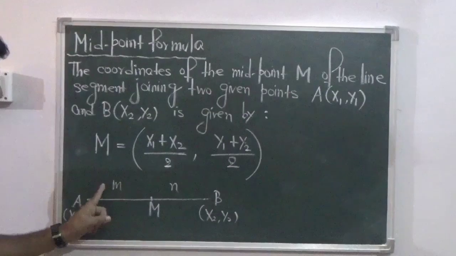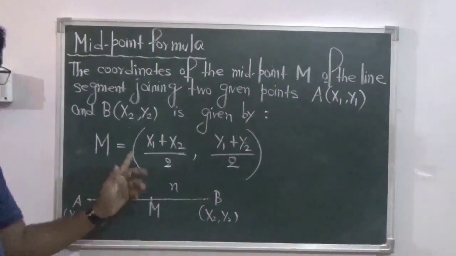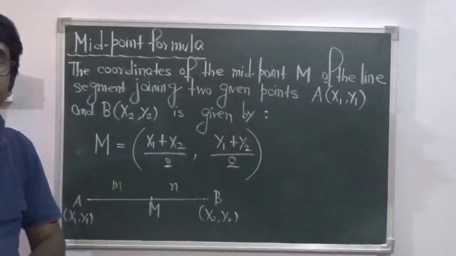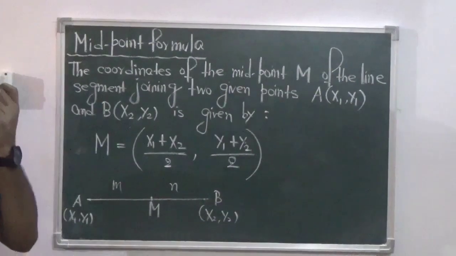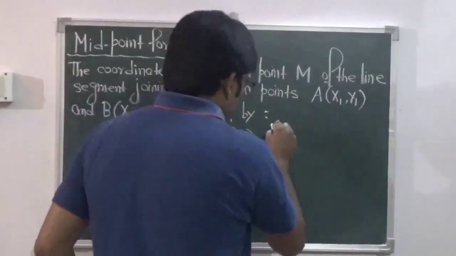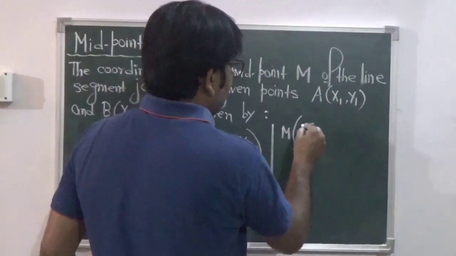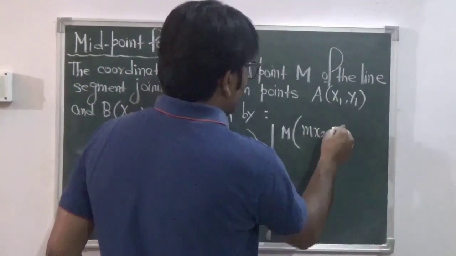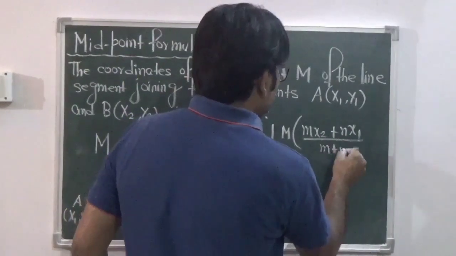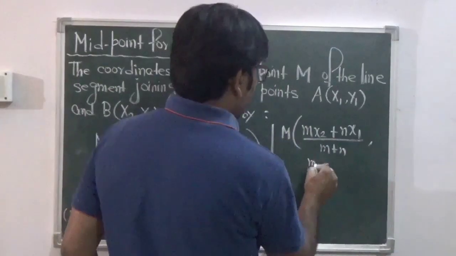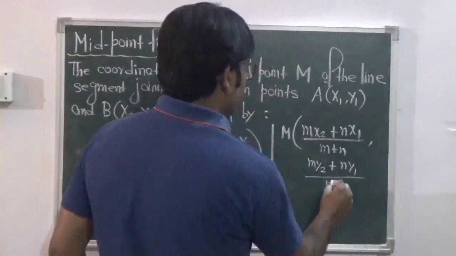So if we can make it equal, that means M equals N, or we can write it as M by M, that is the ratio will be 1 is to 1. So in place of M is to N, if you write 1 is to 1, our formula, which was M x2 plus N x1 by M plus N and M y2 plus N y1 by M plus N.